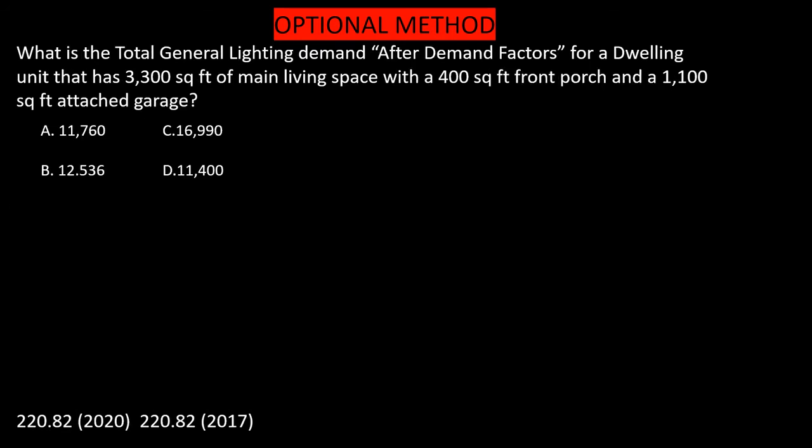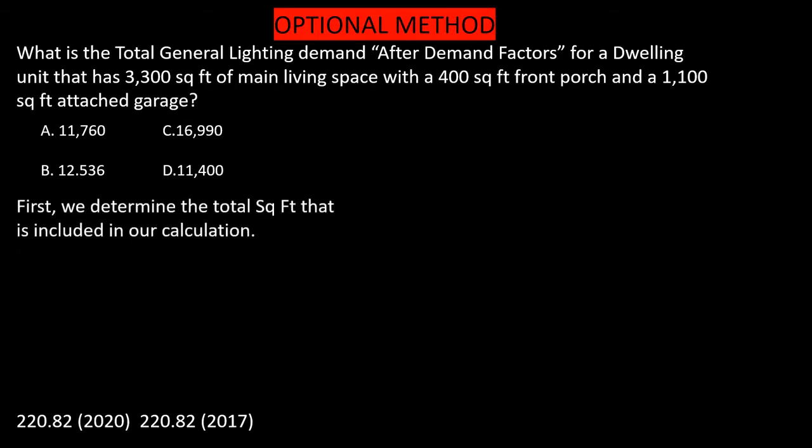Now let's do another one, and we're going to do the demand factors. So it's going to be the same process as doing the standard method right up until we input what the demand factors are. Same process, different inputs. Let's go ahead and jump into it. What is the total general lighting demand after demand factors for a dwelling unit that has 3,300 square foot of main living space with a 400 square foot front porch and an 1,100 square foot attached garage? So first we're going to determine the total square foot that's included in our calculation.